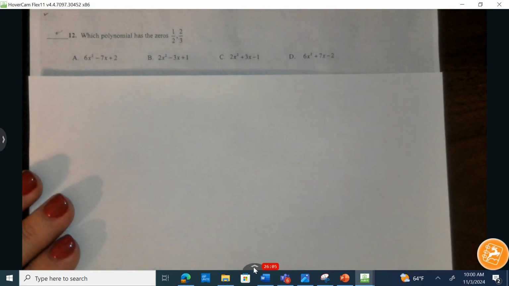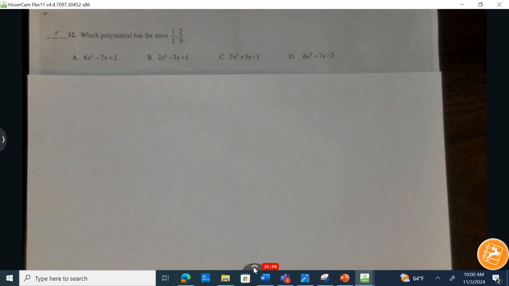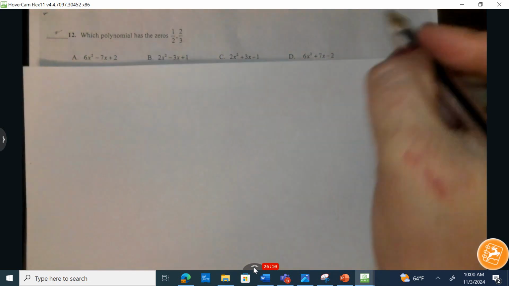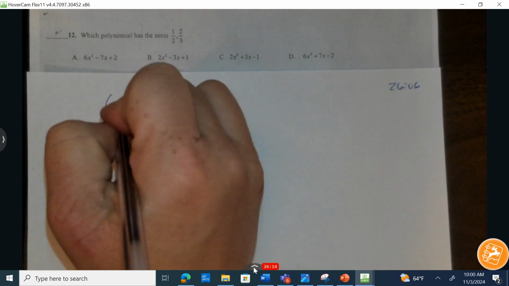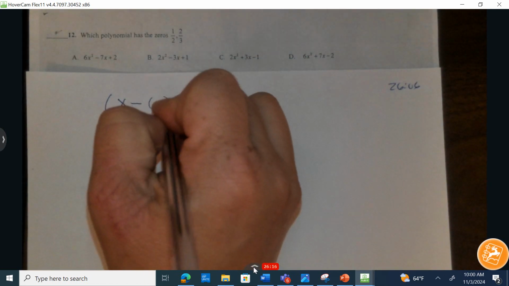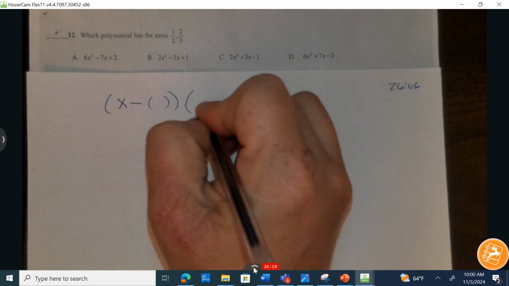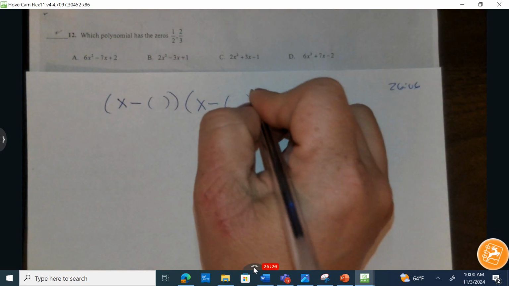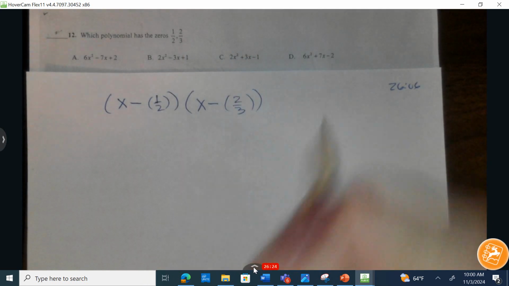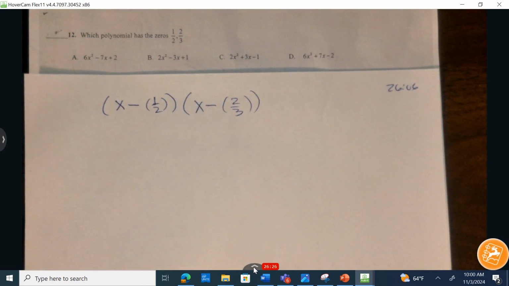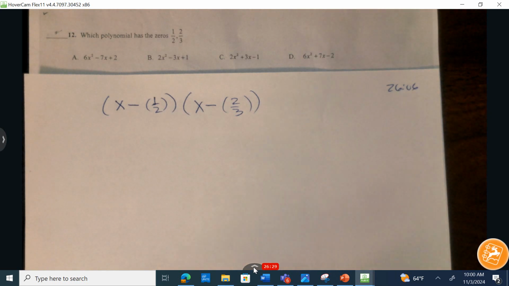Which polynomial? Let's take a look at number 12. For number 12, I'm going to write this in the form x subtract, and then I'm going to drop in what one of the zeros is, and x subtract, and I'll drop in what the other zero is. So I'm provided with 1/2 and 2/3. Now, 1/2 can't be reduced, and 2/3 can't be reduced.